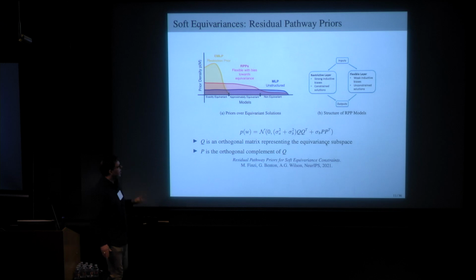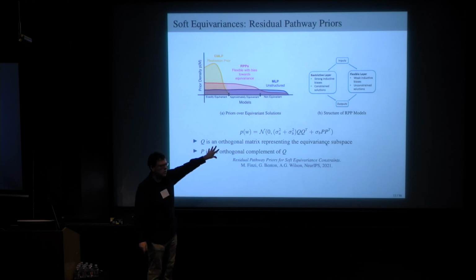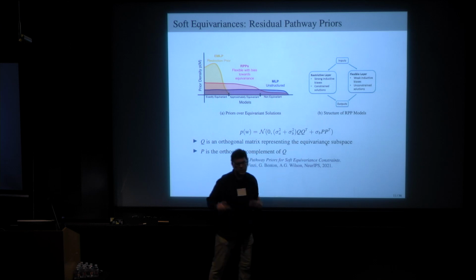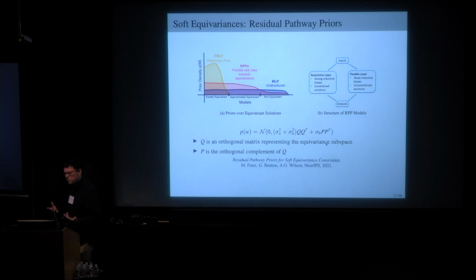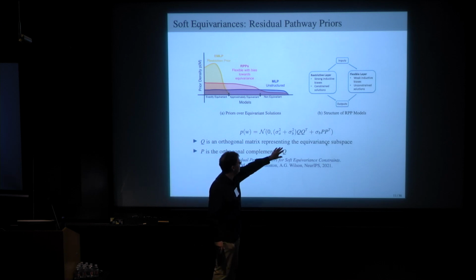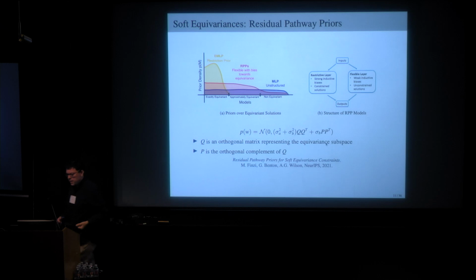A more elegant way to relax these types of hard equivariance constraints into softer equivariance constraints is through some work we did called residual pathway priors. So here what we can do is put a distribution over the parameters of the neural net that has a covariance matrix that lives in this equivariance subspace of our choice. And this is generated from some other work we did called the equivariant MLP. It's a very flexible way of constructing different types of equivariance constraints, plus some orthogonal complement, PP transpose. And so that sigma b controls how much we want to relax this constraint.